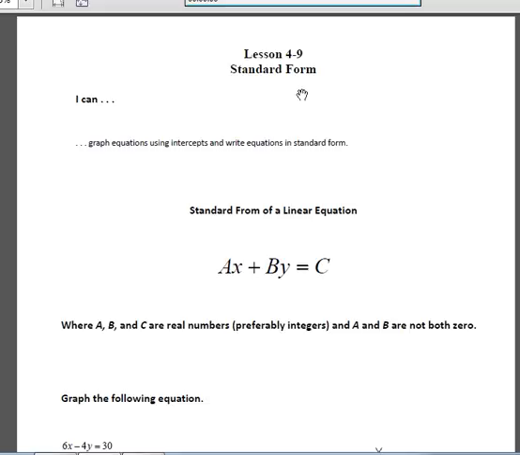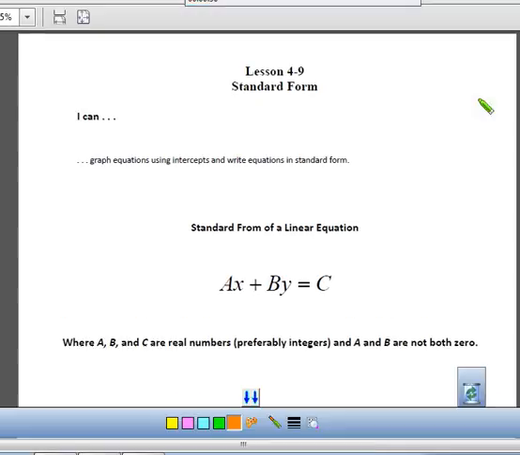This lesson is on page 35 in your notes packet. This is the new section of your notes that you were just given. And this begins on page 35, and it's about the standard form for a linear function. So I know it just says standard form, but this whole unit, this whole topic has been all about linear functions. So our learning target: I can graph equations using intercepts and write equations in standard form.